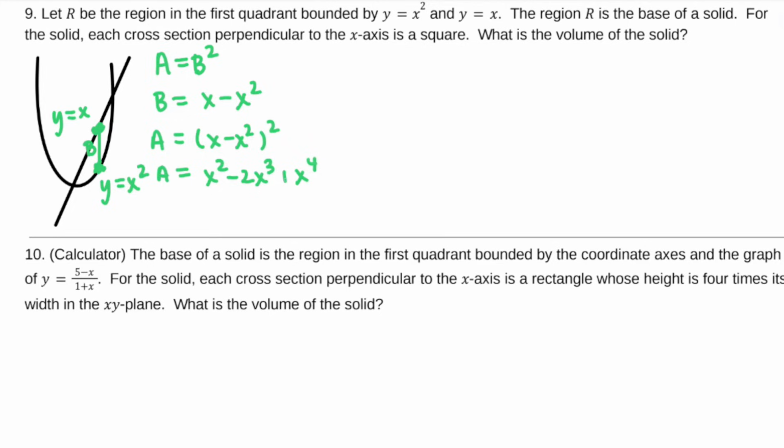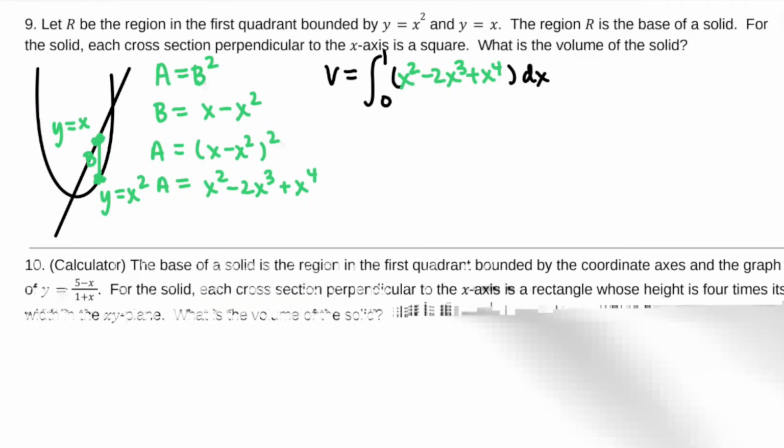Remember that with known cross sections, volume is equal to the integral of the area formula, in this case with respect to x. So that area was x squared minus 2x cubed plus x to the 4 dx, x going from 0 to 1. There's no pi on this one because there's no pi in the formula for the area of a square. Let's see. Well, at least you can see my handwriting. All right, now I'm going to anti-differentiate.